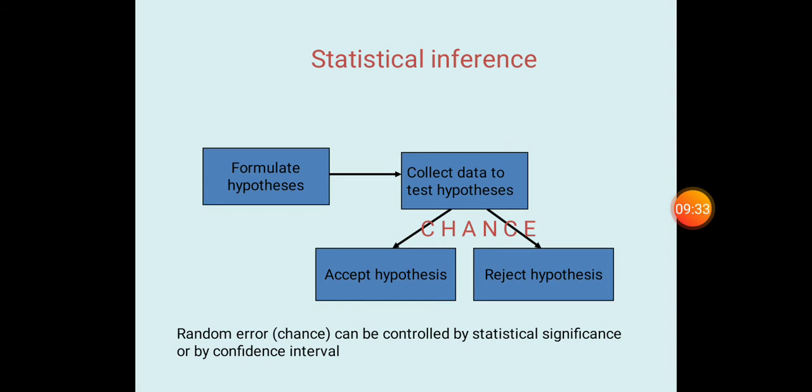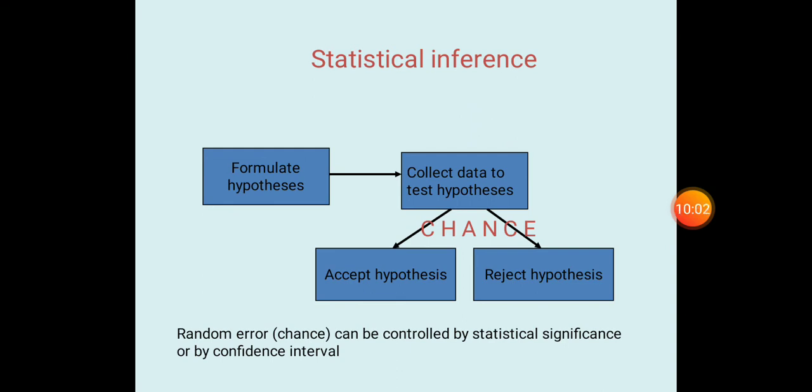Type 1 error means probability. Always it is represented in probability, so the value will always lie between 0 and 1. Type 1 error is the probability of rejecting the hypothesis when the hypothesis is correct. That is an error. Type 2 error means the probability of accepting the hypothesis when the hypothesis is false.